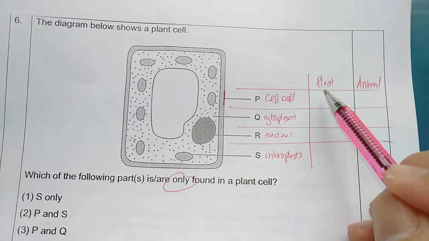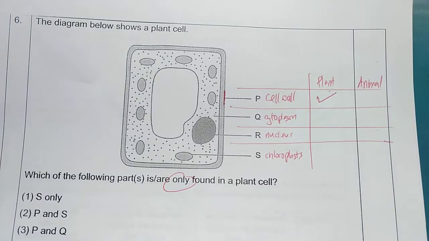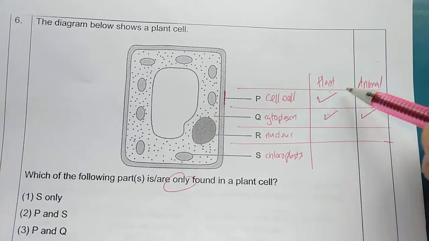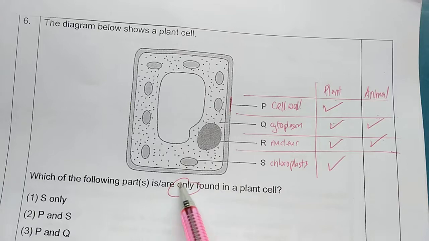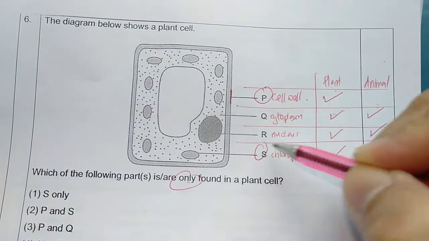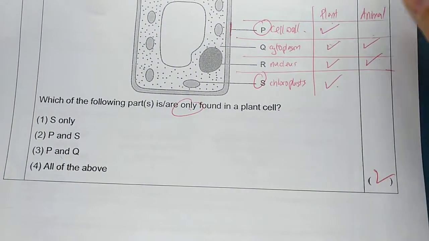So, plant cell will have cell wall. Animal cell have no cell wall. Both plant and animal cell have cytoplasm. Both plant and animal cell have a nucleus each. Only plant cell have chloroplast. So the only parts that are found in the plant cell would only be P, cell wall, and S, chloroplast. So P and S is number 2. Answer is 2.